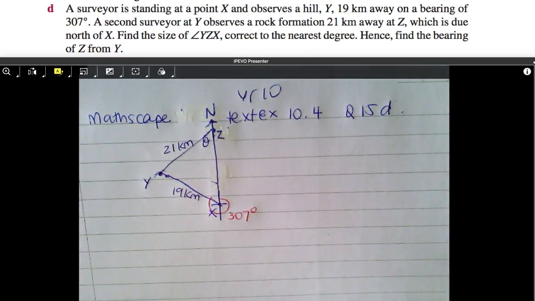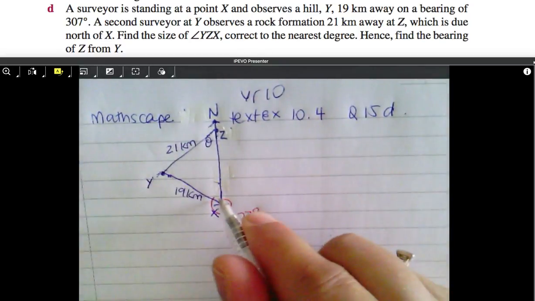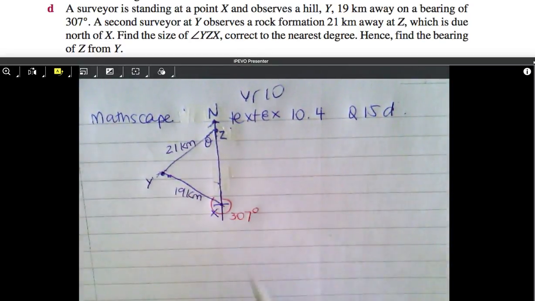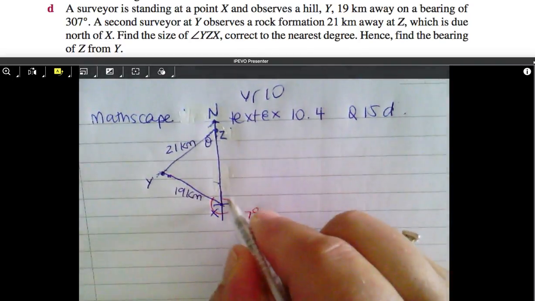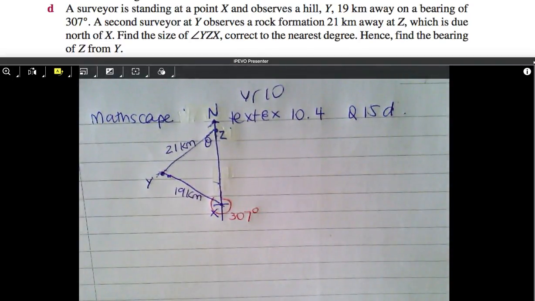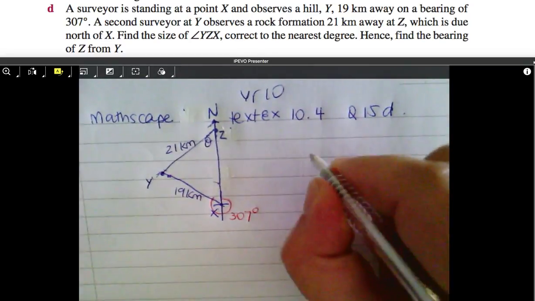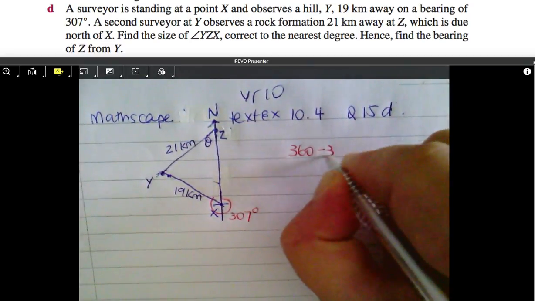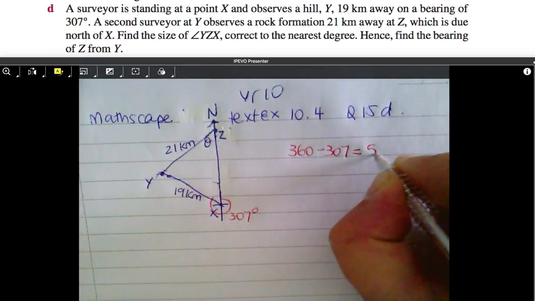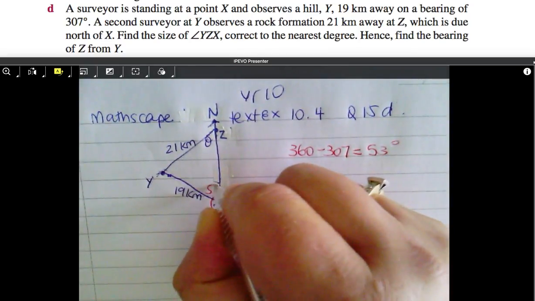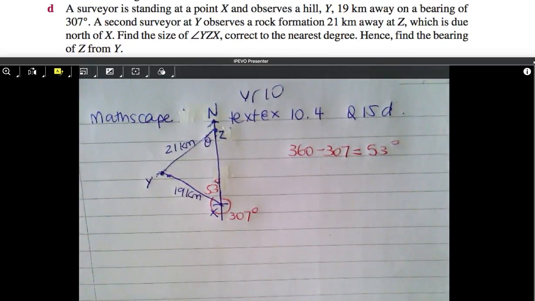So which angle could you find, girls? If from here all the way round to that line is 307, we're just short of, how much for all the way round? So what's this angle in here? 360 minus 307 is 53. This angle in here is 53.